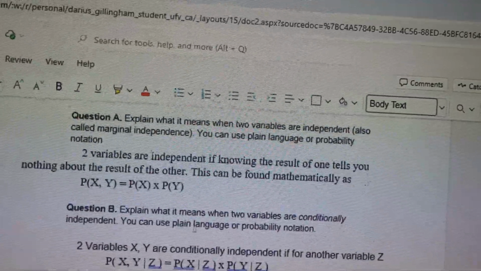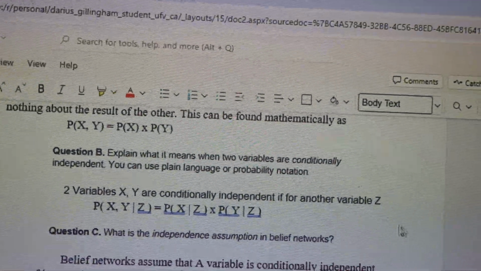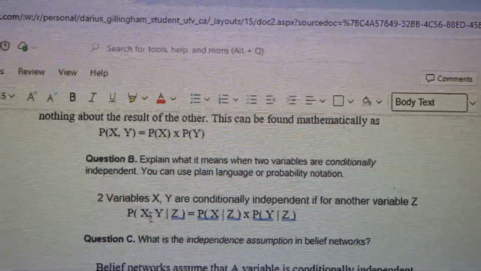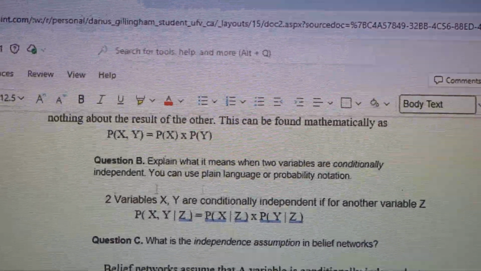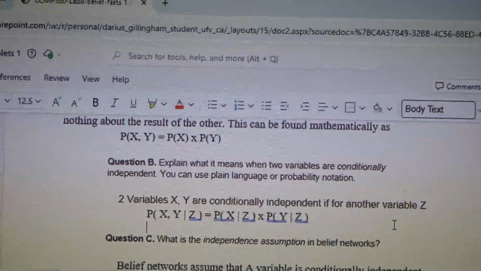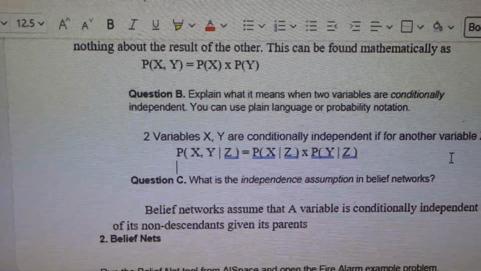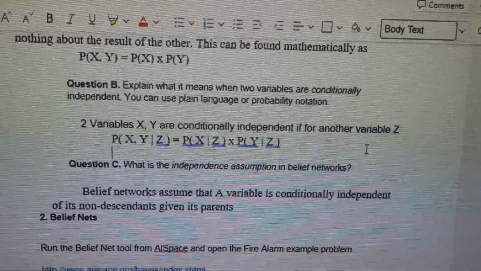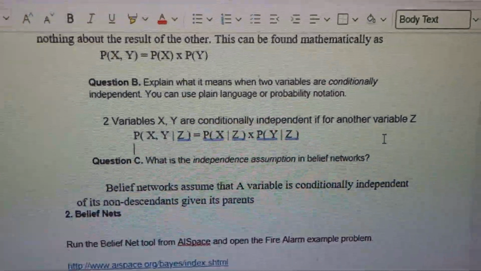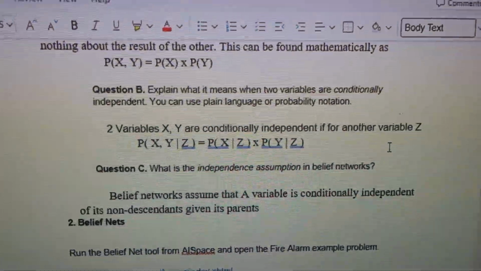Explain what it means when two variables are conditionally independent. Two variables x and y are conditionally independent if for another variable z, P of x, y given z is equal to P of x given z multiplied by P of y given z. This basically means that once we know the value of z, knowing the value of x gives us no additional information about knowing the value of y.